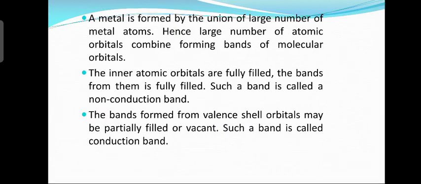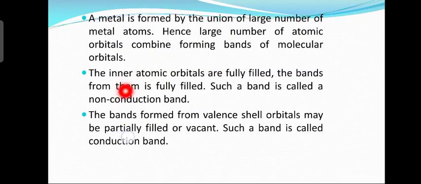Then next point, a metal is formed by the union of a large number of metal atoms. How is a metal formed? By the union of a large number of metal atoms. Hence a large number of atomic orbitals combine, forming bands of molecular orbitals. So when a large number of atomic orbitals combine, you get bands of molecular orbitals.